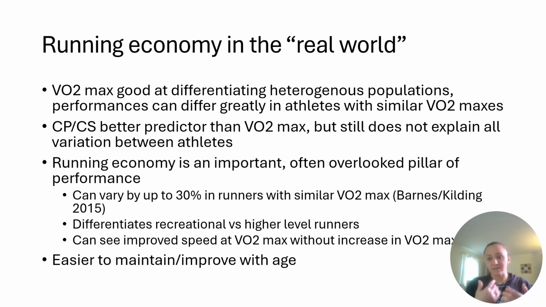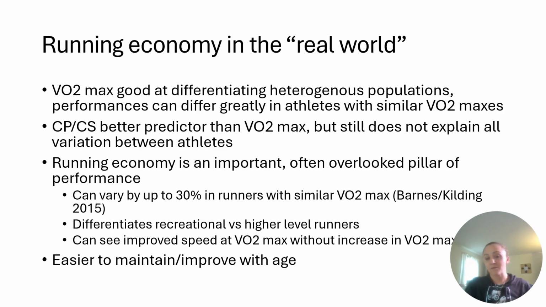Critical power and critical speed is a component of that. It's a better predictor than VO2 max alone, but it still doesn't explain all of the variation between athletes. That leaves us with run economy being the important, often overlooked pillar of performance. Run economy can vary by up to 30% in runners who have a similar VO2 max. It tends to differentiate recreational versus higher level runners, and it also differentiates between higher level runners. When you get into the front pack of Olympic marathoners, they tend to have similar VO2 maxes but different run economies.